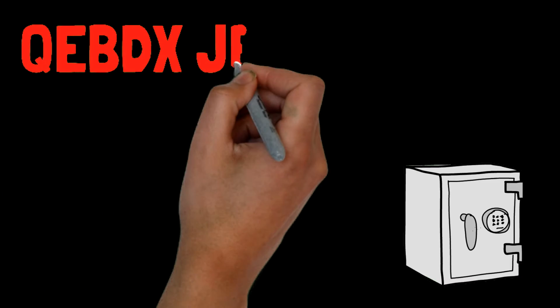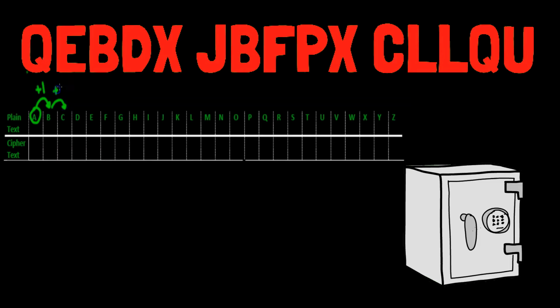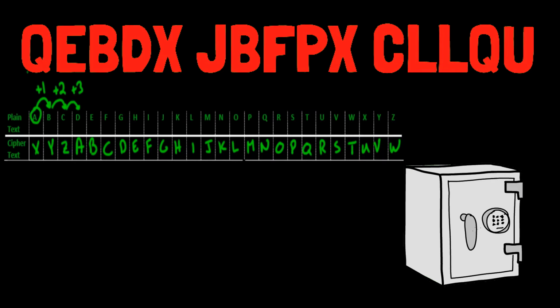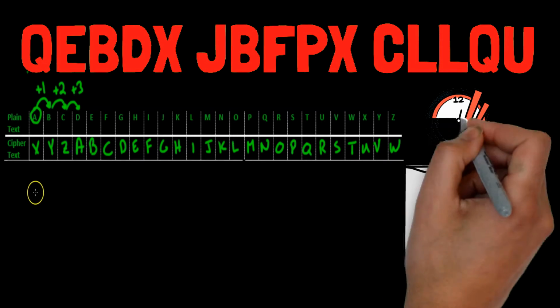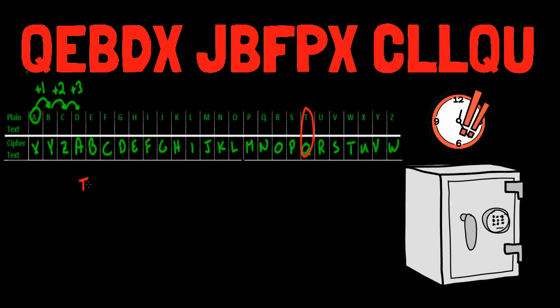A shift cipher is also called a Caesar cipher, as it was originally used by Julius Caesar to send secret messages to his generals. In this example, the key is a +3 shift, which means to move each letter over 3 spaces. Can you solve this one? Pause the video here and give it a try.